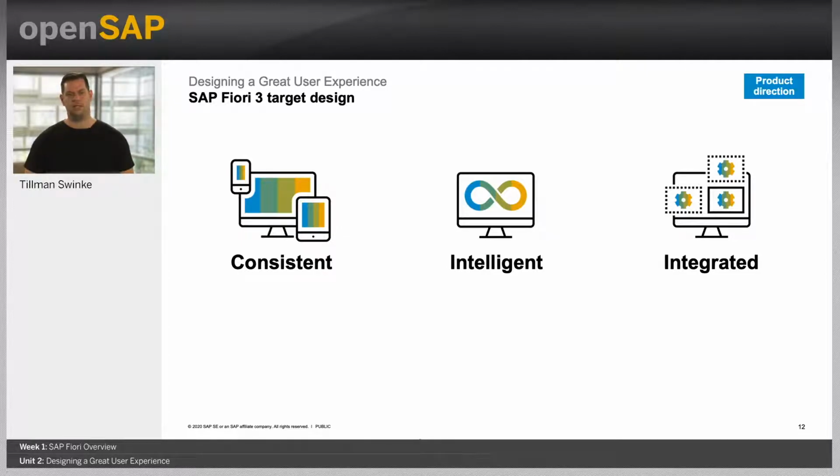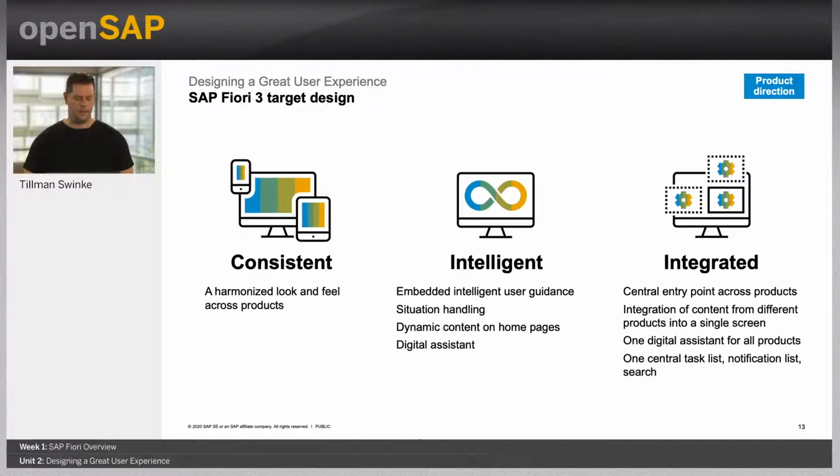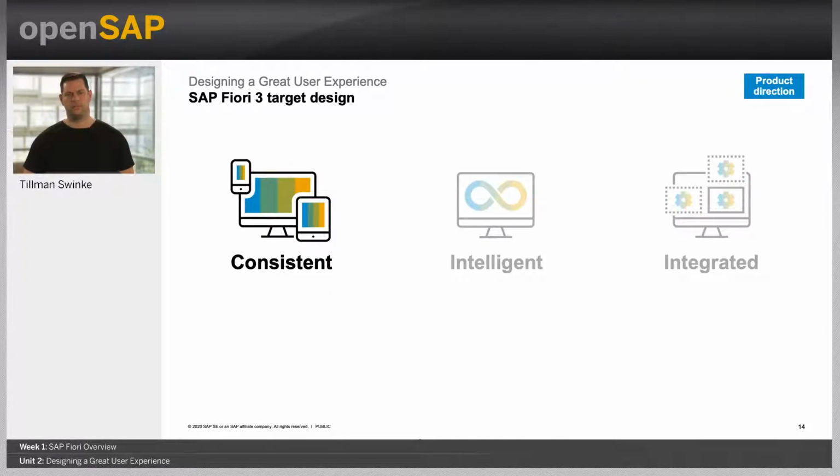As you've already seen in the last slide and in the demo, the three main pillars of the SAP Fiori target design are consistency, intelligence, and integration. Consistent means that all applications look and feel the same way, no matter in which product of SAP you are. Intelligent implies that there is the right amount of content at the right time, combined with intelligent features like user guidance, situation handling, and a digital assistant. Integration is represented by a central entry point across all products, featuring content from different systems, and of course central features like a task list and notifications and so on. Let's take a first look at consistency.